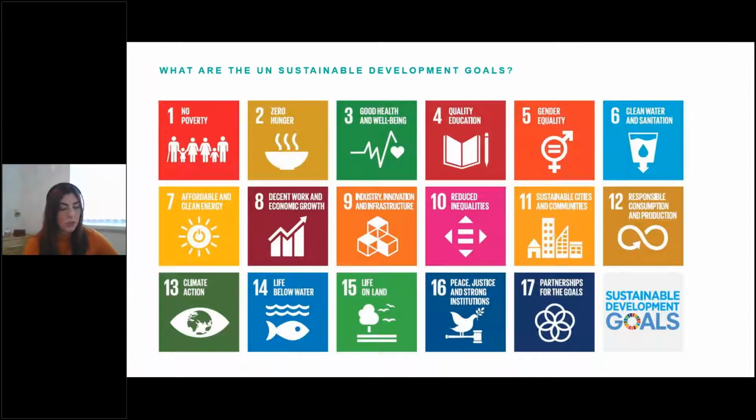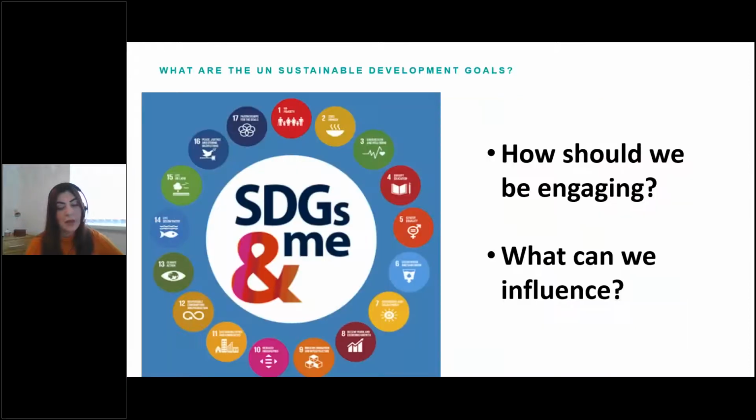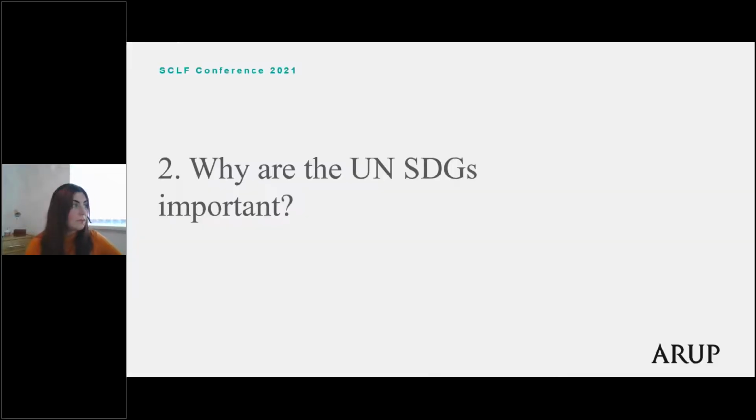So how should we be engaging with the SDGs, whether this is in work, university, or in our personal life? And what can we actually influence? And these are questions we should be asking ourselves as part of our working and personal life.